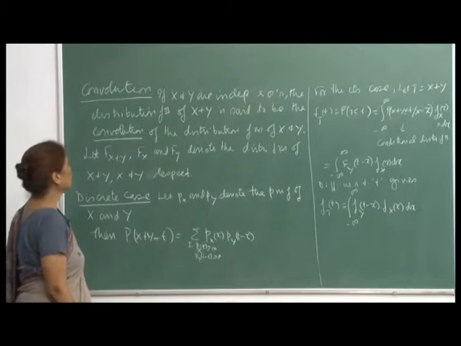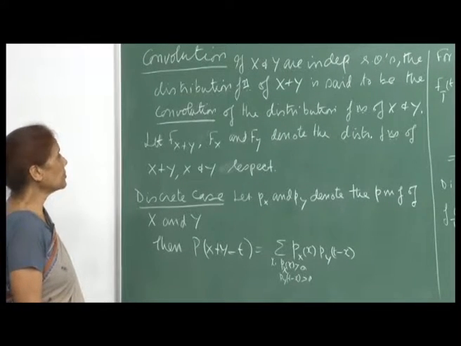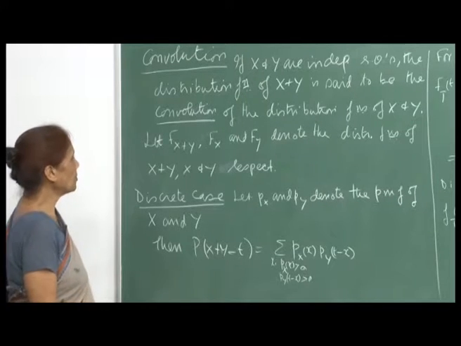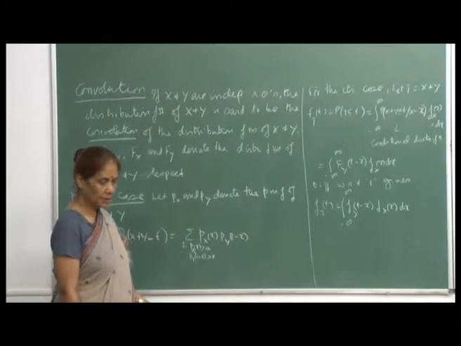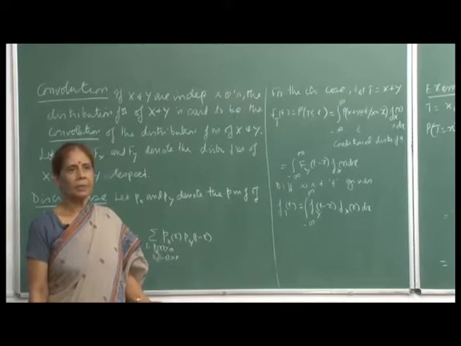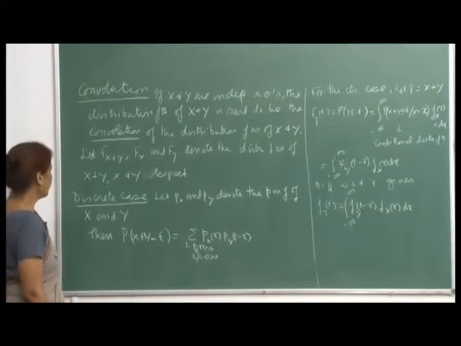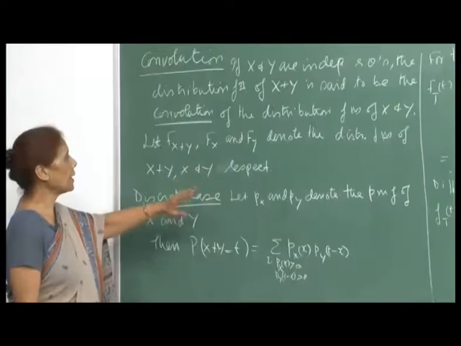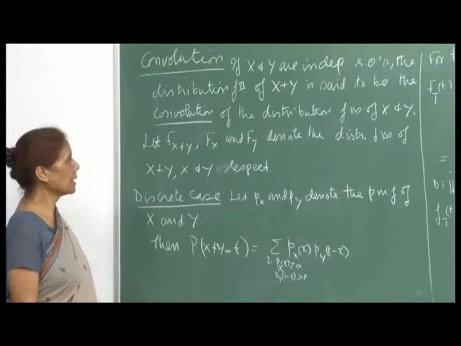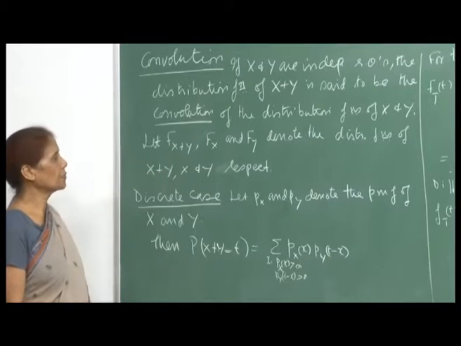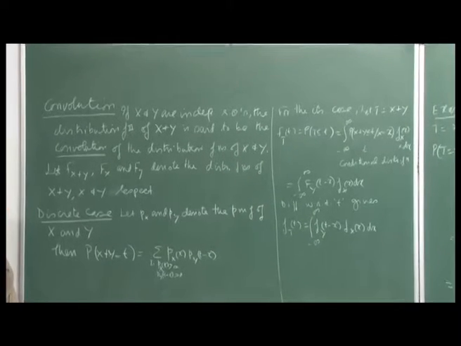So, here the definition says that if X and Y are independent random variables, the distribution function of X plus Y is said to be the convolution of the distribution functions of X and Y. Now, if I let F of X plus Y, F X and F Y denote the distribution functions of X plus Y, X and Y respectively, then by notation it is clear that F X plus Y is the distribution function for X plus Y, F X is for X and F Y is for capital Y.